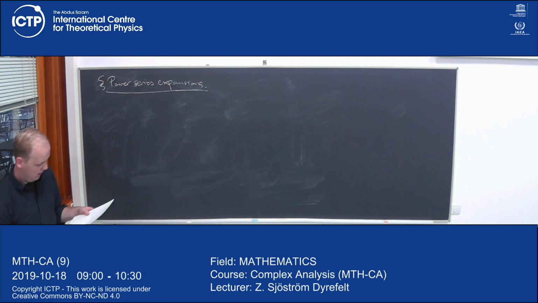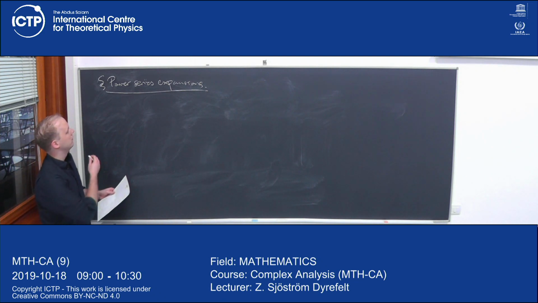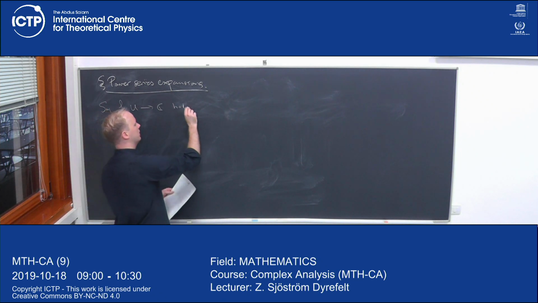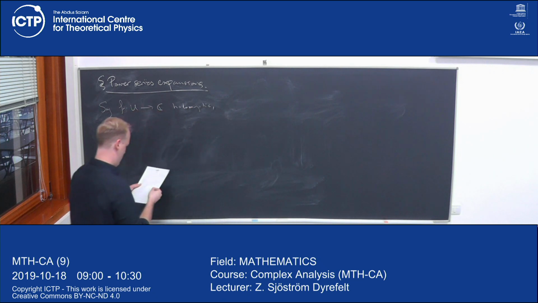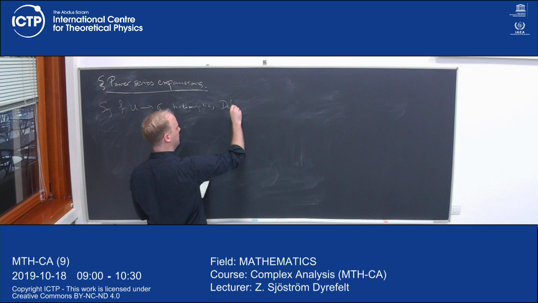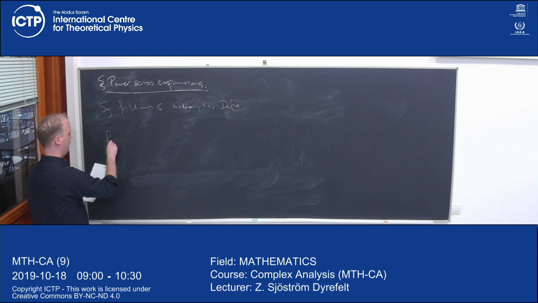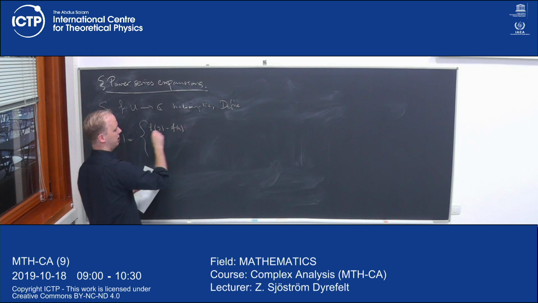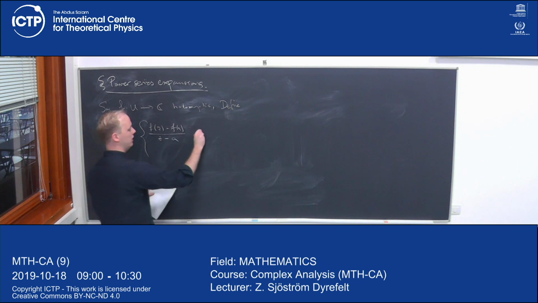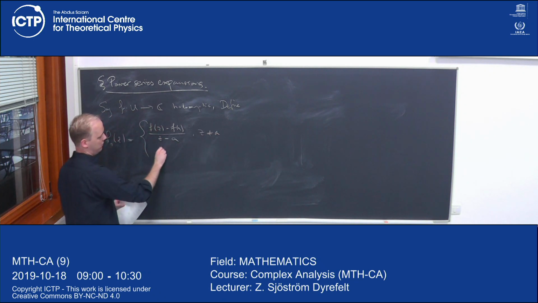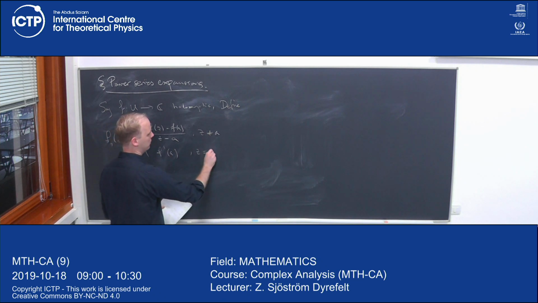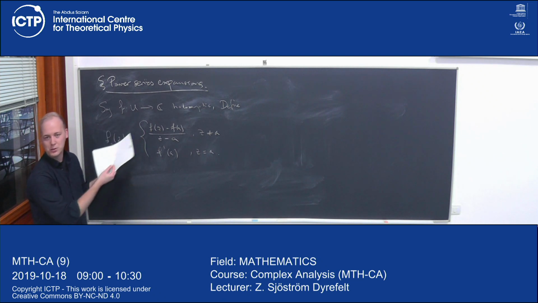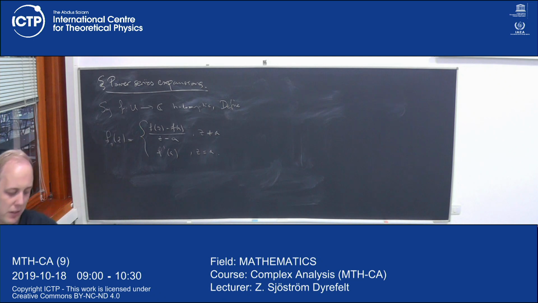Recall that we take f a holomorphic function and define f1 of z to be the following function. It is this difference quotient, (f(z) minus f(a)) over (z minus a), when z is not a, and when z is equal to a, we say it is equal to f prime of a. This is of course defined in U because we assume f is holomorphic, so we can take the derivative.